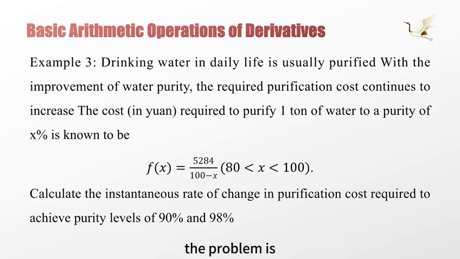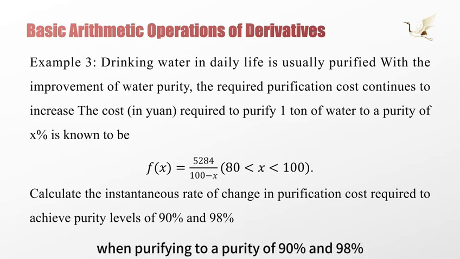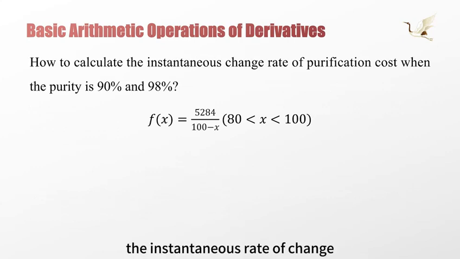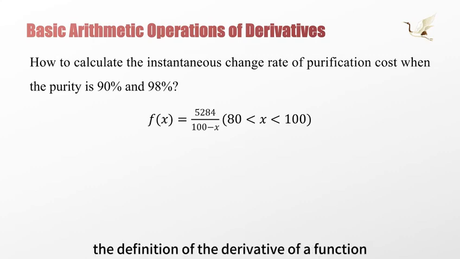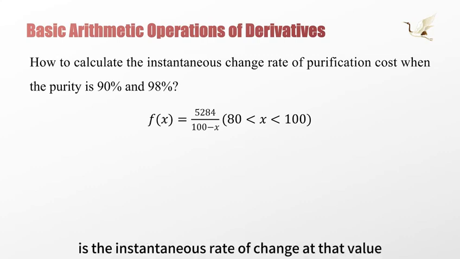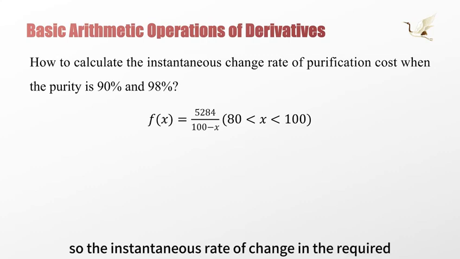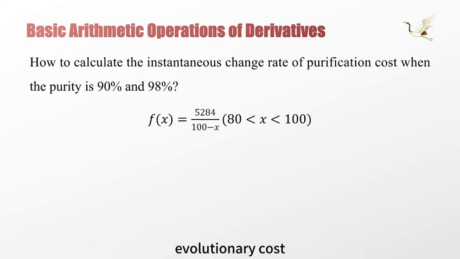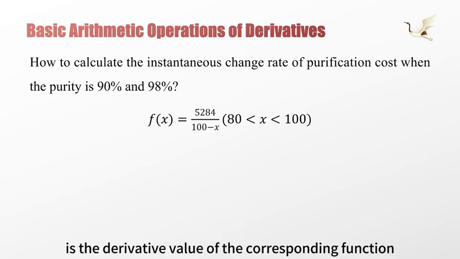The problem is the instantaneous rate of change in the required purification cost when purifying to a purity of 90% and 98%. How can we determine the instantaneous rate of change in the required purification cost when the purity is 90% and 98%? We know that the definition of the derivative of a function clearly states that the derivative of a function at a certain independent variable value is the instantaneous rate of change at that value. So the instantaneous rate of change in the required purification cost for purity levels of 90% and 98% is the derivative value of the corresponding function.